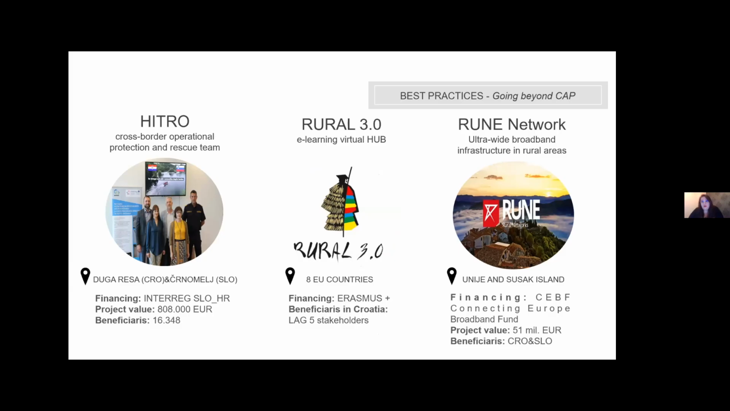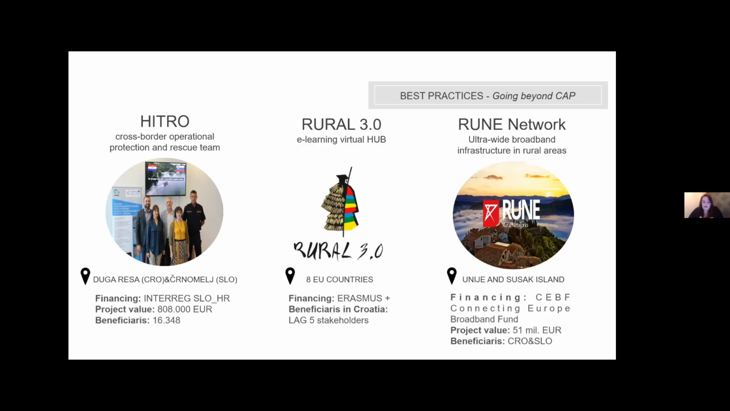We're trying to use more e-learning, virtual hubs and digital tools. For example, the 3 Rural project has the stakeholders of LAC 5 in Croatia as their beneficiaries, but it's been implemented in 8 EU countries since now.